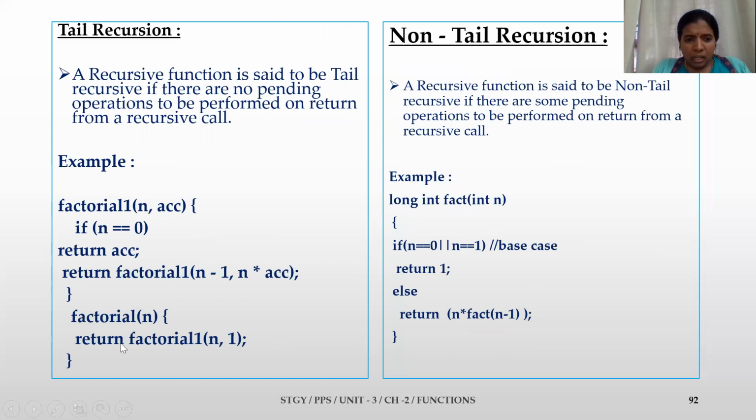For example, here return factorial of n minus 1 does nothing, it simply returns the control back. Whereas in this case, after returning the answer of n minus 1, it is waiting to calculate n into something. So this is an example of non-tail recursion. If you still have some operations pending after returning from the recursive call, it's called non-tail recursion. Whereas if you do not have any operations pending and the recursive call itself is the last statement inside a function, it's called tail recursion.